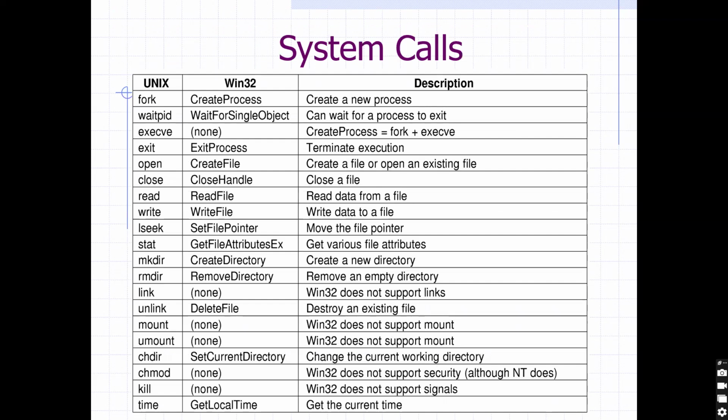Every OS has system calls. In Unix there is the exit system call, and in Win32 there is the ExitProcess system call. So the purpose is the same, but the system calls differ from OS to OS. Whether it is Linux or Windows or Mac OS, there are system calls, and through system calls, all the actions can be performed.